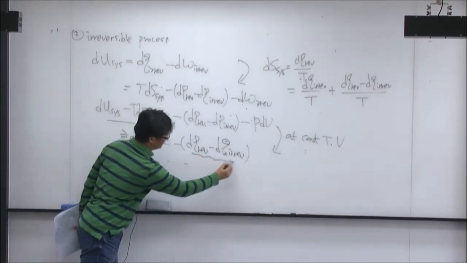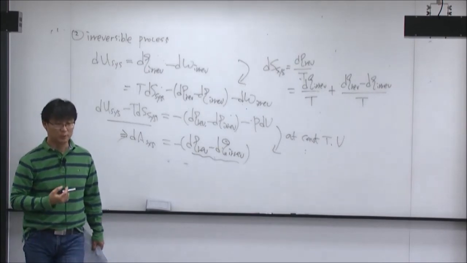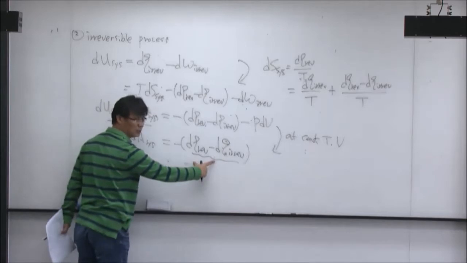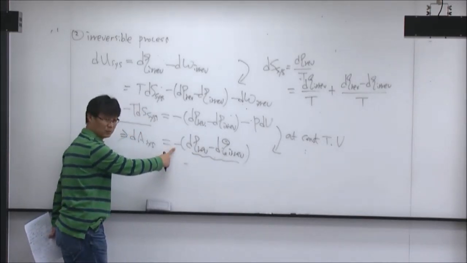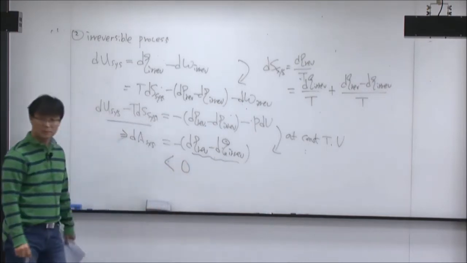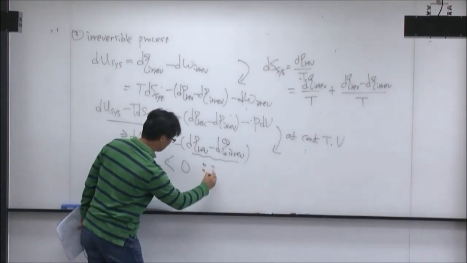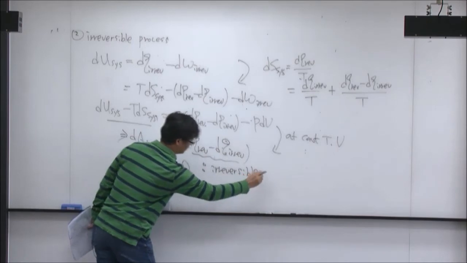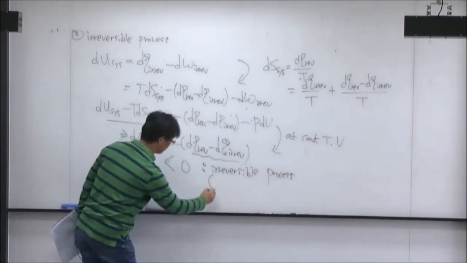this value here is positive all the time, yeah? Q reversible is always higher than Q irreversible. So this is always positive. So it means this becomes a negative value. And this is for irreversible process or natural process.